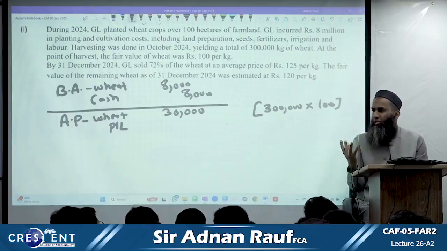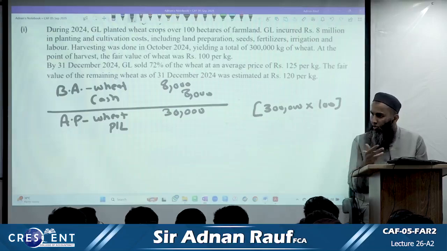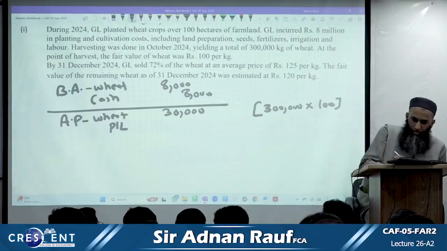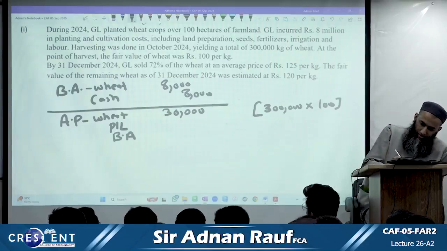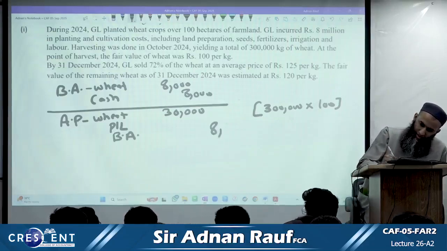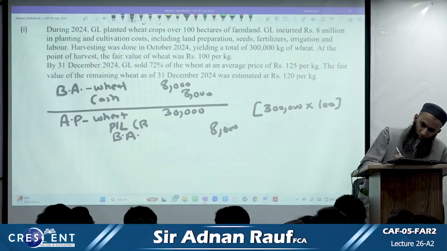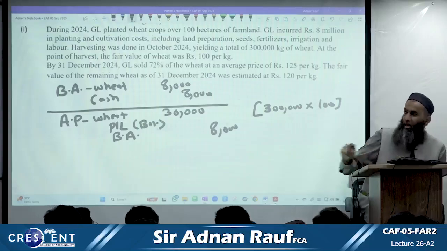This is not a tree-type thing where one leaves the tree and takes away the mangoes. This would have taken away the entire crop. So in my opinion it should be done like this. First credit the biological asset. Understand the rest like this.